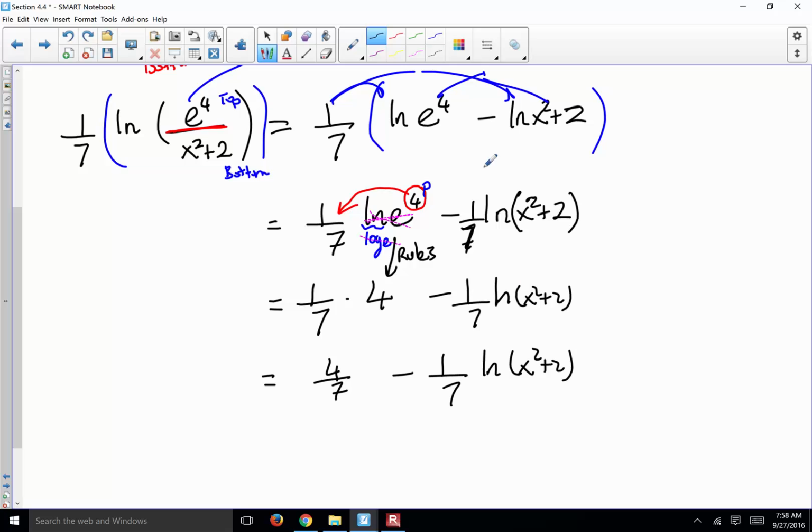Oh, can I separate this addition here and call it as ln x squared and ln 2? Can I separate it? Is there an addition law like that? No, there is no addition law. There is nothing that can be done about addition.